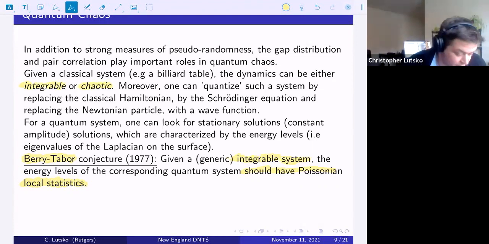So Berry and Tabor said, great, now we just need to find some number theorists to tell us when does a system have Poissonian local statistics. And unfortunately, that seems to be a very difficult problem. There are very few examples where we actually know that a sequence has Poissonian local statistics. So one of the motivations for this project is to understand this question. When does any sequence have Poissonian local statistics? And hopefully one day we can go back to the physicists and give them their answer.